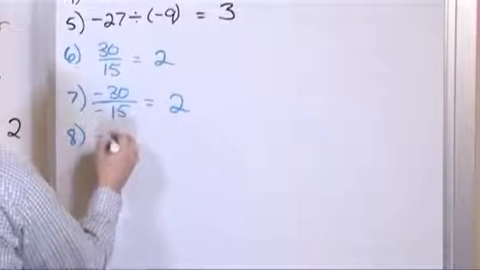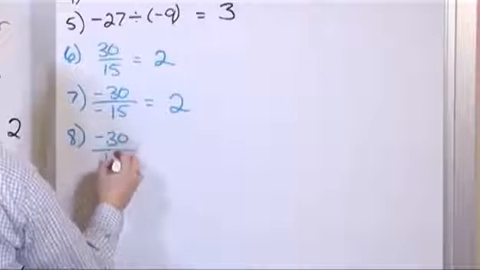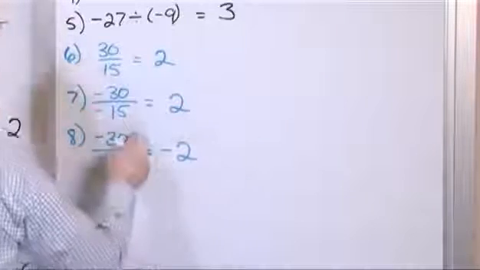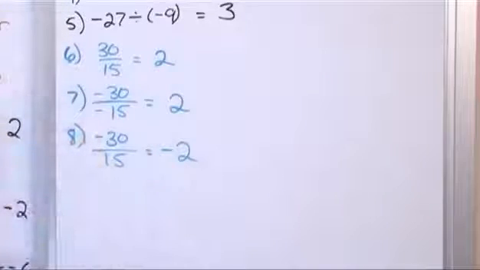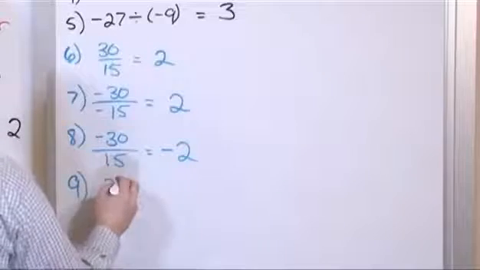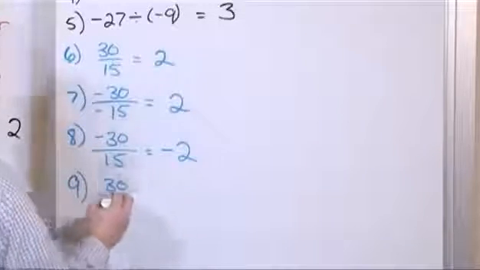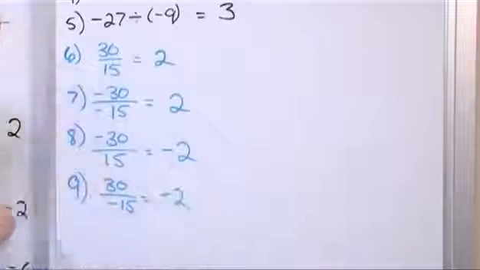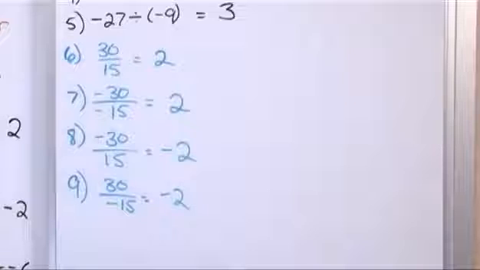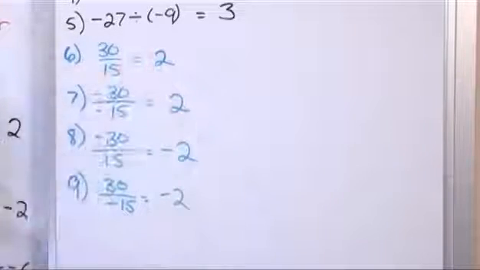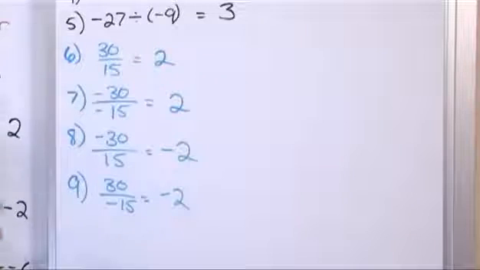Now, if we had negative 30 divided by positive 15, then we would get negative 2 because both of these signs are different. And if we had 30 divided by negative 15, you're going to get exactly the same answer, negative 2, because these signs are different. So I'm just going through a few examples to show you that you're getting the same number in every case. It's just the sign is different because of this.